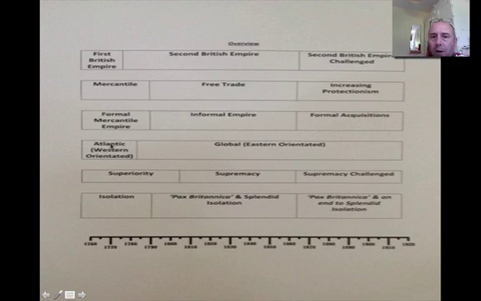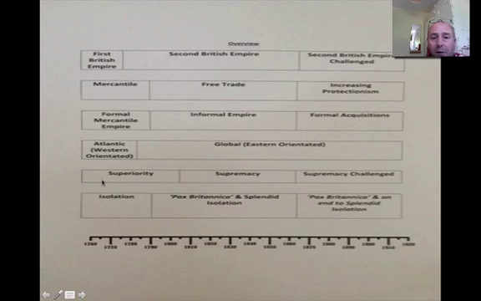Britain looked westwards. However, Britain will transition from a westward Atlantic empire into a global Eastern orientated empire focused upon India, which will become referred to as the jewel in the crown. And this will be Britain's perspective all the way through to 1914, a global empire.